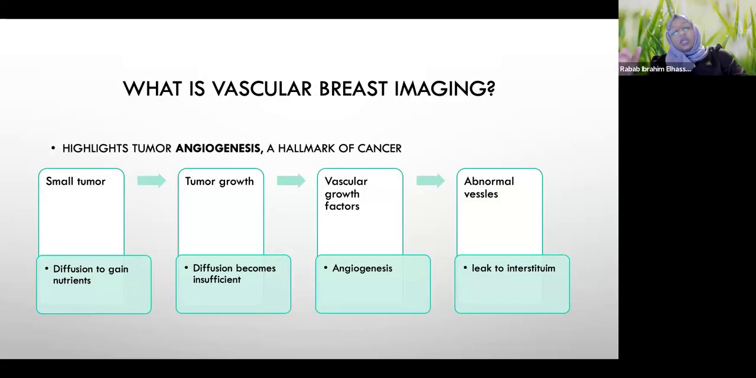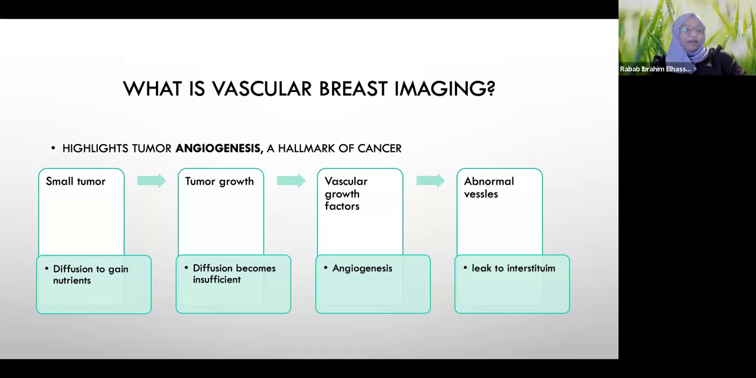So, what is vascular breast imaging? It used to be called functional breast imaging, but newer data is trying to move away from that term, because on a molecular level these imaging modalities do not really assess the function of the tumor cells, but rather assess the vascularity in the tumor. So basically, the whole idea behind vascular imaging is that it highlights tumor angiogenesis, which is the hallmark of cancer.